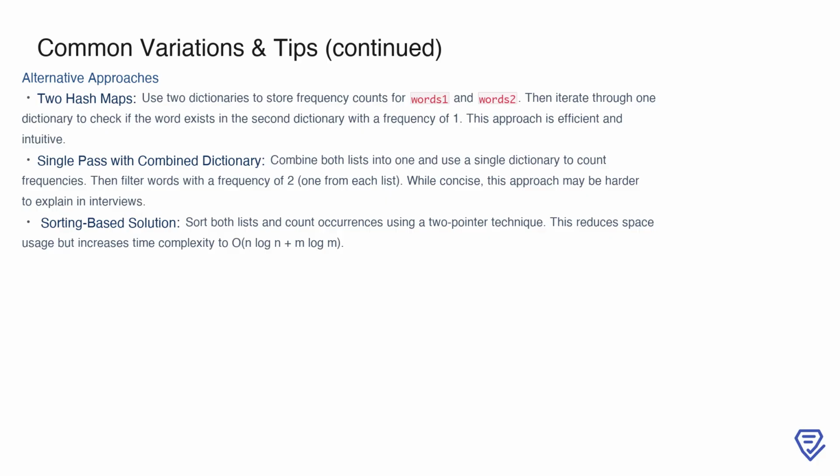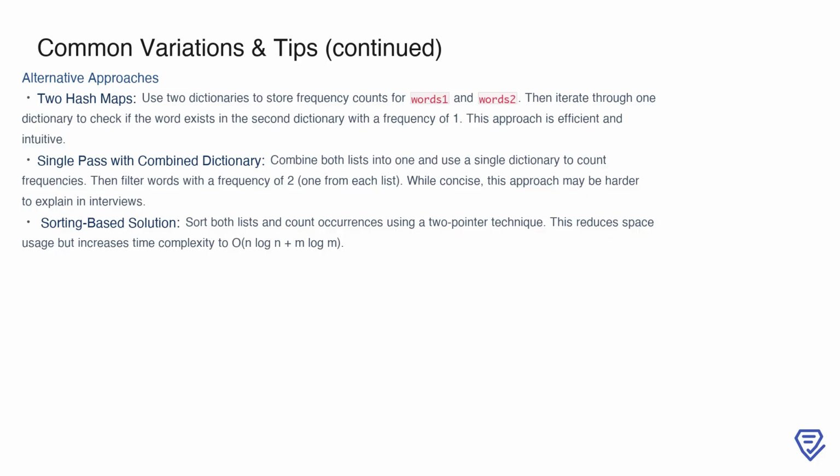Finally, there's a sorting-based solution. By sorting both lists, you can count occurrences using a 2-pointer technique. While this reduces space usage, the time complexity increases to O(n log n plus m log m), making it less efficient than the hashing-based methods. Each approach has its strengths, and the best choice often depends on the specific constraints and requirements of the task or interview setting.